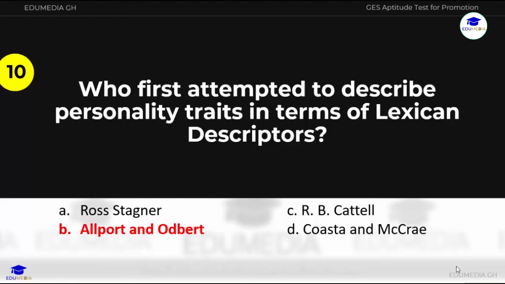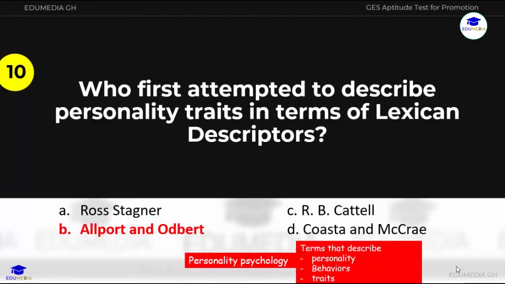Alport and Odbert. In 1936, Gordon Alport and Henry Odbert used the lexical hypothesis to conduct one of the important and seminal studies in personality psychology. They compared lexical personality descriptors from Webster's New International Dictionary of the English Language for first comprehensive lexical studies. They identified terms that describe personality, behaviors, and traits.